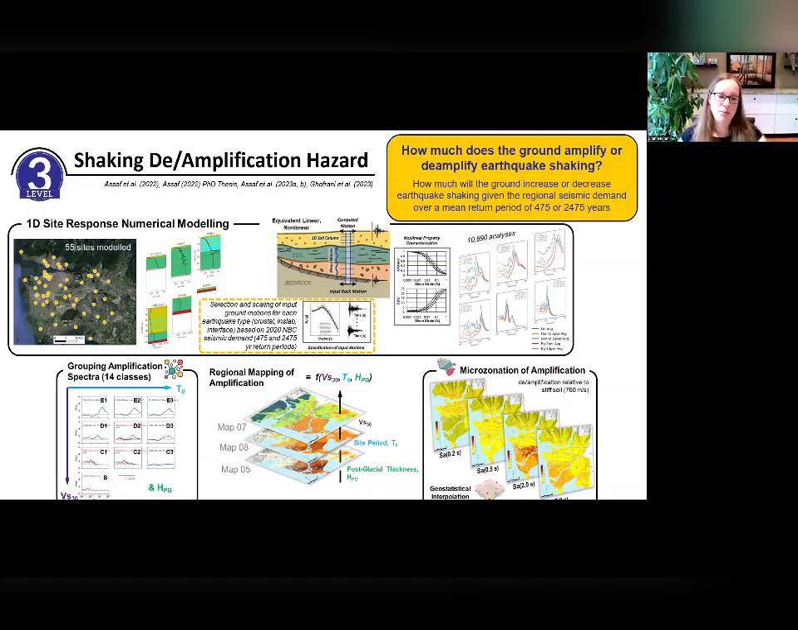And where we can apply that same amplification for other locations that are similar is based on the parameters of VS30, site period, and post-glacial thickness of these locations. So we do not map our site effects just by VS30. We have to consider that the VS30 could be the same, but the thickness of the soil deposit and the velocities of that soil deposit will create a different site period. And knowing the thickness of that soil is very important for us to get the right amplification for that considered location.